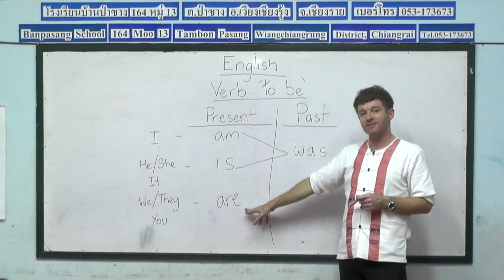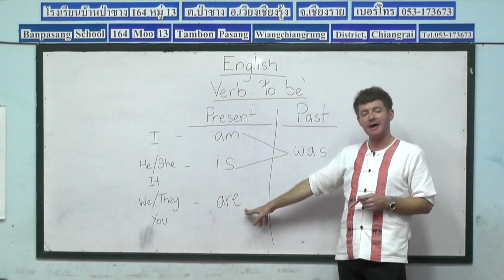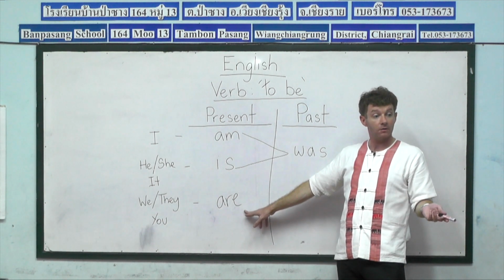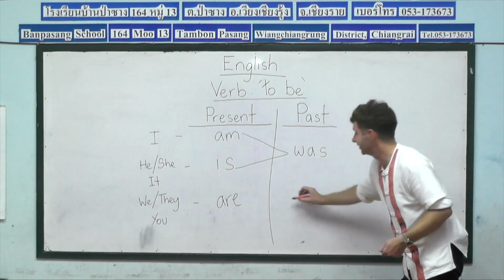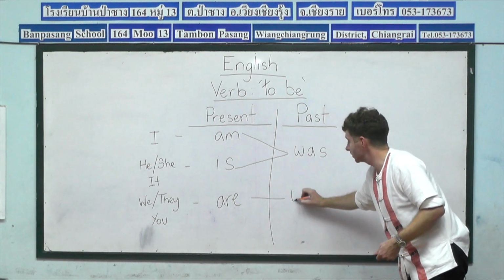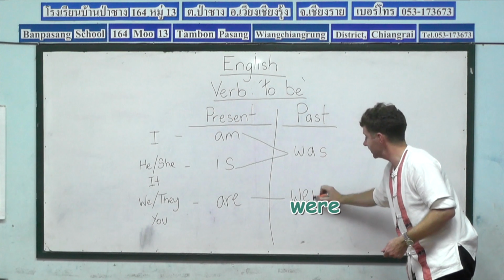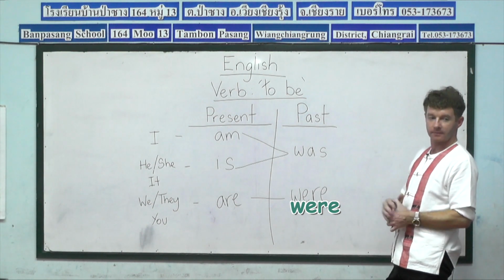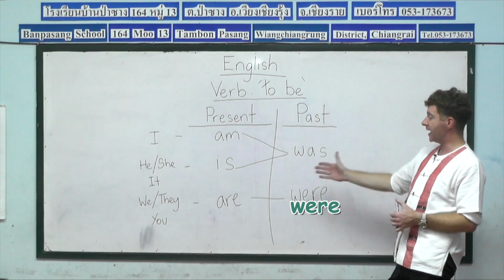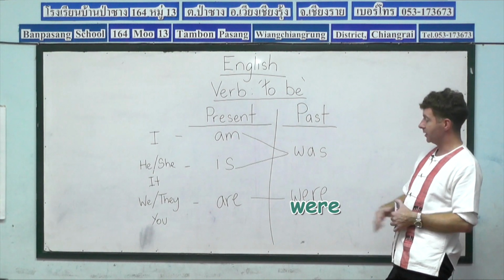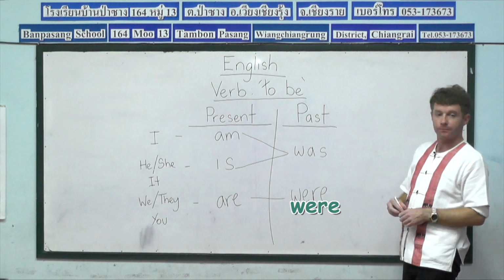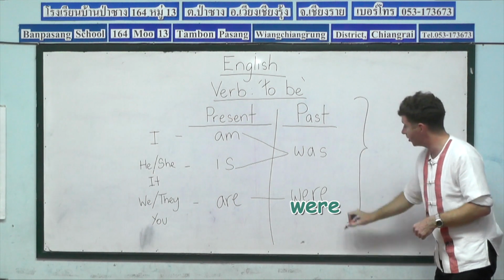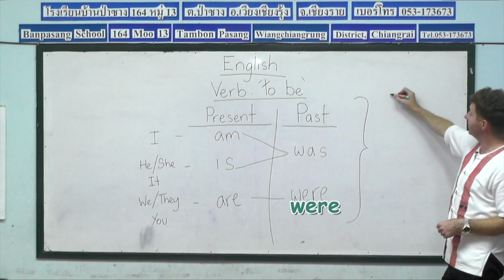But guys, we still have 1 word left. In the present tense form of verb to be, we have are. What do we use in the past tense instead of are? Were. W-E-R-E. We were. They were. You were.